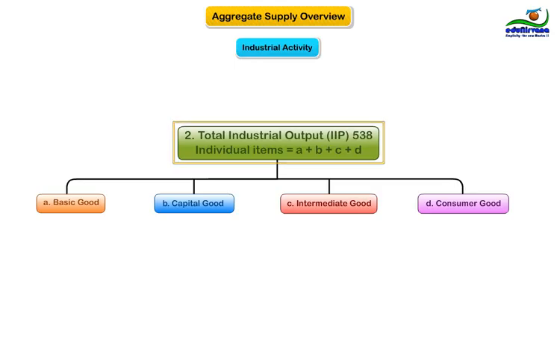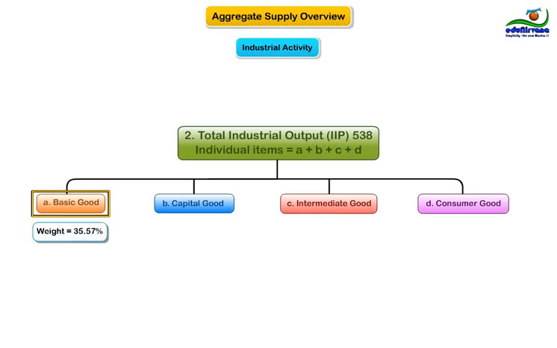To measure IIP based on usage per sector categories, the following classification is referred to with corresponding weightages. Total industrial output IIP is 538 items, which is 100%. Individual items are A plus B plus C plus D, which is equal to 538 items. A, basic goods, which weighs about 35.57% in total industrial output.